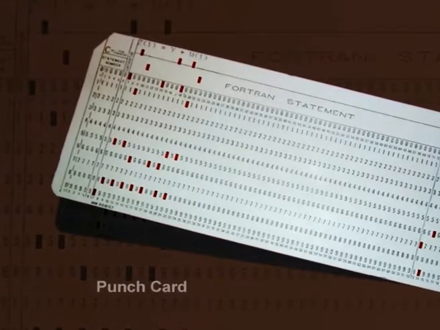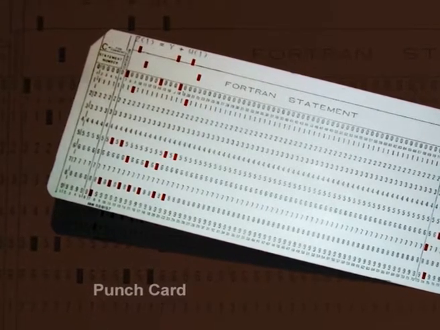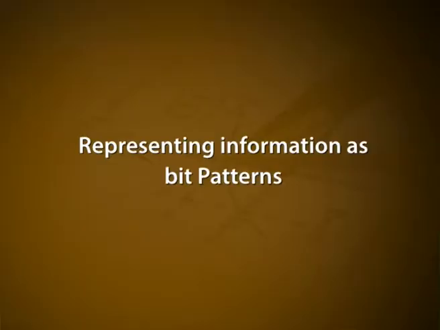Using decimal notation is natural for 10-fingered humans, but binary values work better when building machines that store and process information. Two-valued signals can readily be represented, stored and transmitted, for example, as the presence or absence of a hole in a punched card, as a high or low voltage on a wire, or as a magnetic domain oriented clockwise or counterclockwise. Representing information as bit patterns.